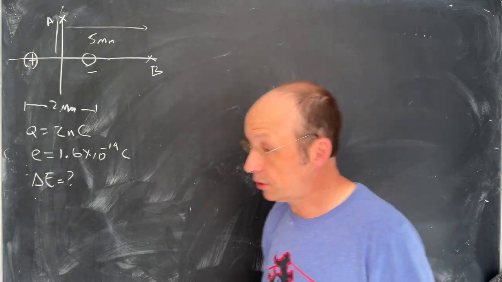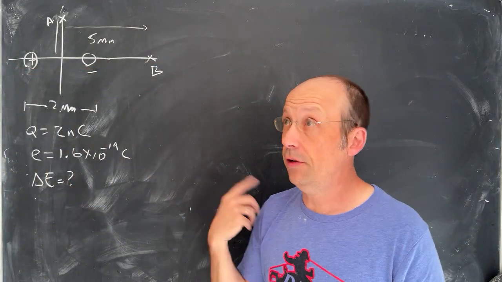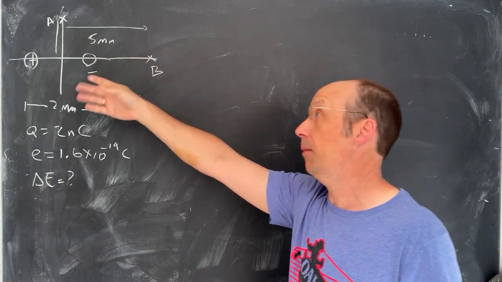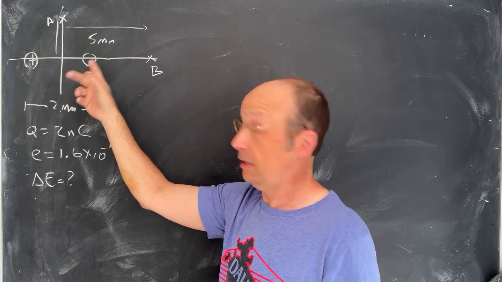Here is the physics question. So I'm working through some practice problems for electric fields and electric potential. In this case, we have an electric dipole. So there's a positive charge Q and a negative charge, negative Q.